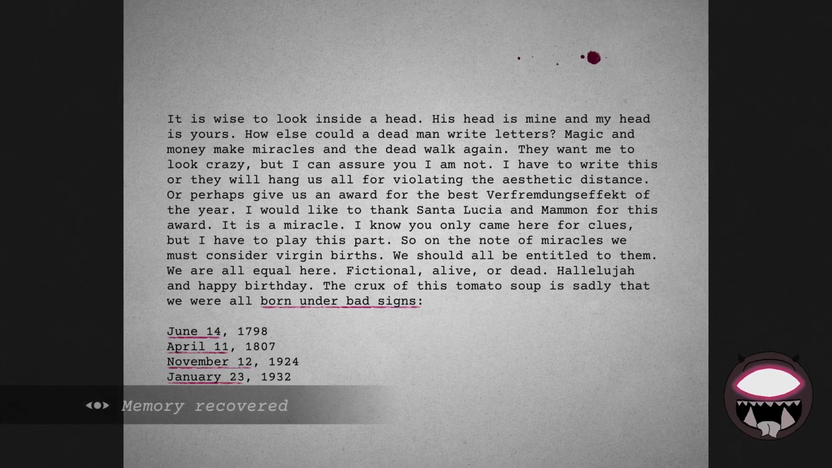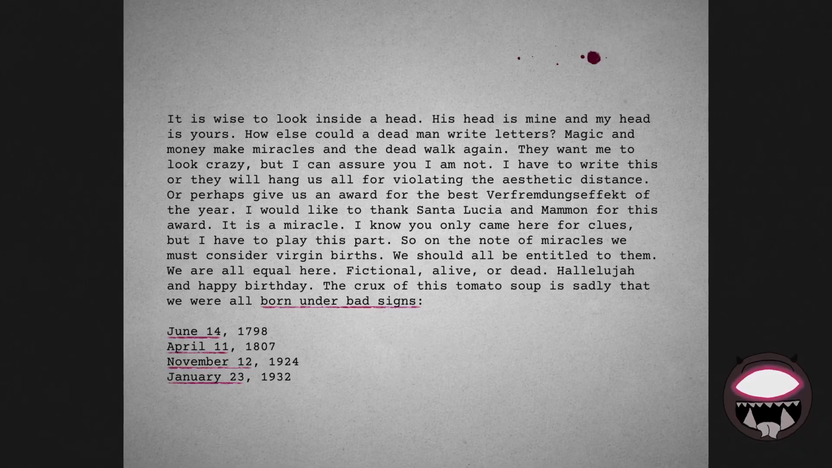It is wise to look inside a head. His head is mine, and my head is yours. How else could a dead man write letters? Magic and money make miracles, and the dead walk again. They want me to look crazy, but I can assure you I am not. I have to write this, or they will hang us all for violating the aesthetic distance, or perhaps give us an award for the best vertiphone of the year. I would like to thank Santa Lucia and Mammon for this award. It is a miracle. I know you only came here for clues, but I have to play this part. So, on the note of miracles, we must consider virgin births. We should all be entitled to them. We are all equal here, fictional, alive, or dead. Hallelujah and happy birthday. The crux of this tomato soup is sadly that we were all born under bad signs.